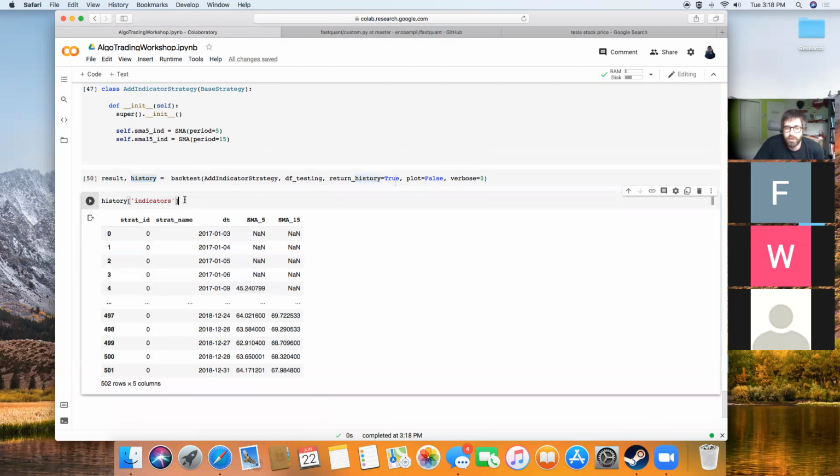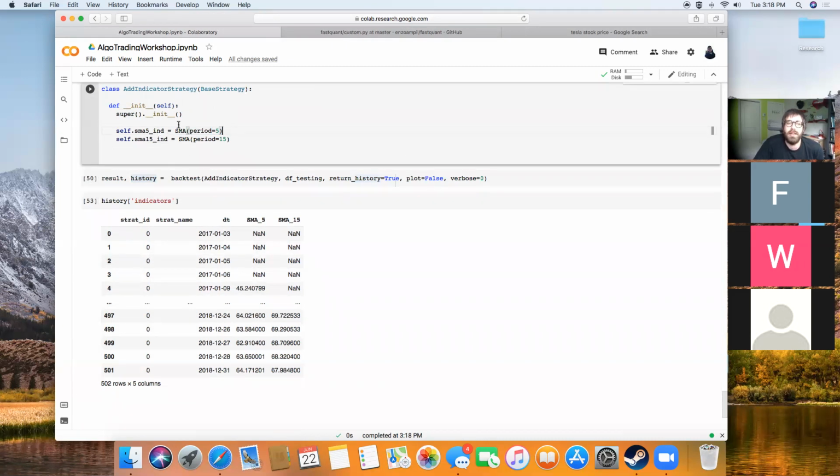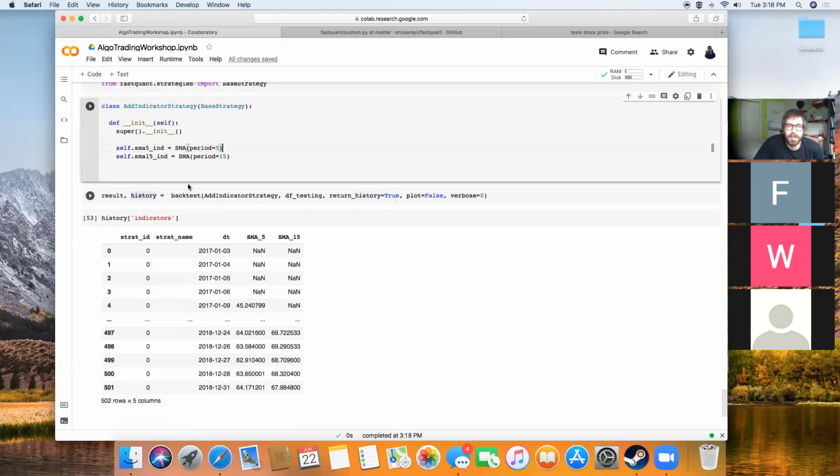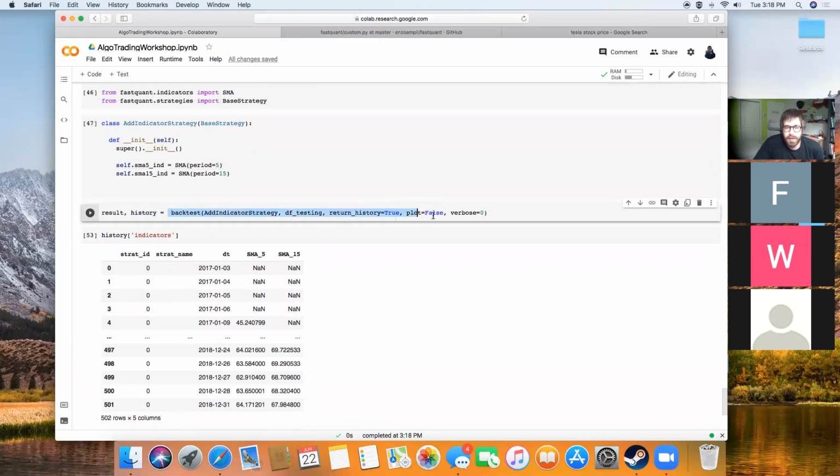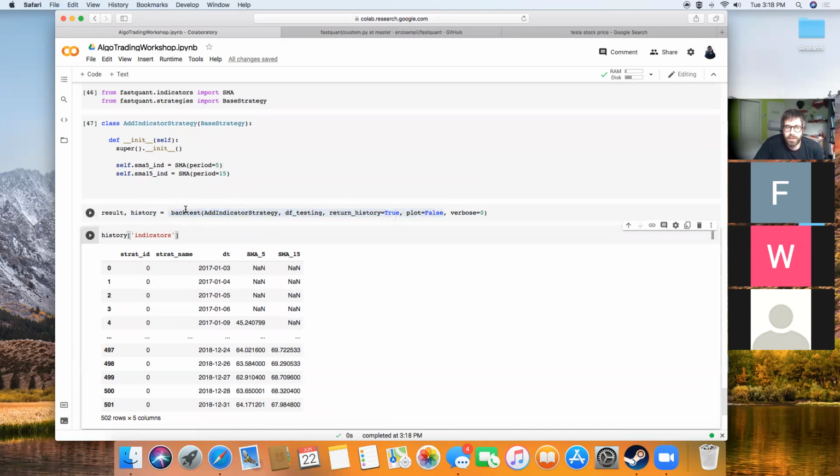Of course, you can do it in other ways where you're actually calling these indicators on the data frame itself, but this makes it easy just to use the actual backtest automatically and just get the indicators. So the goal now would be to take these two columns out and merge them with our data frame of the data, because the DT is going to match the data we have.